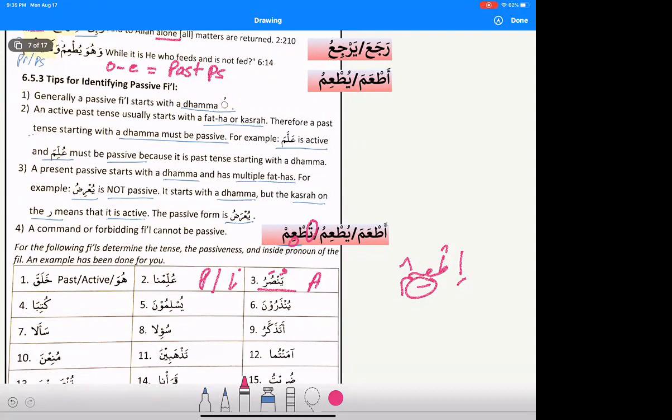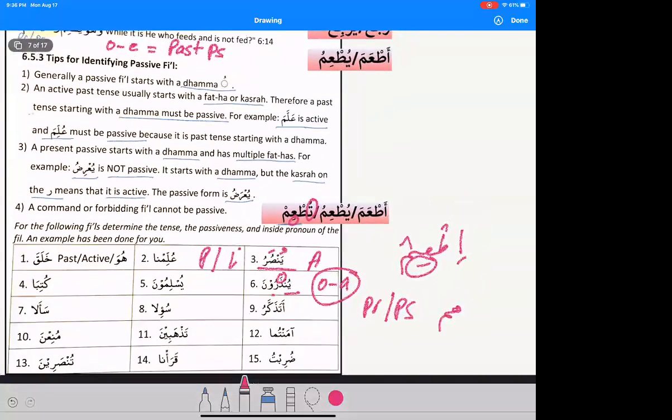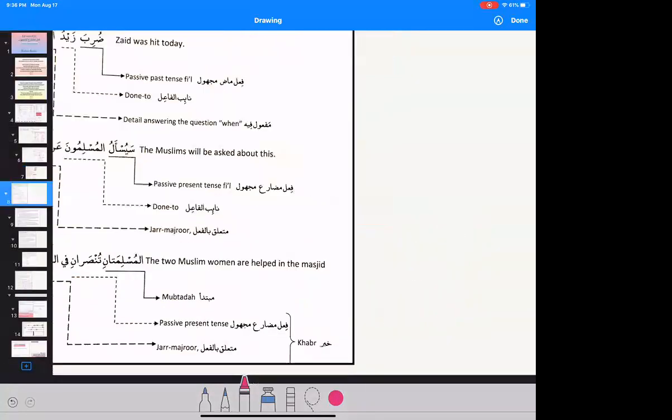Okay, now over here yunzaruna, what do you think about that? So you hear u sound and a sound in yunzaruna. So nun, za, and ra, these are the root letters, and the middle root letter has a sound. So u and a sounds are for our present passive. So that means this is our present passive, and the naib fail is what? Hum inside. I'm gonna leave the rest for the end. So let's move on.